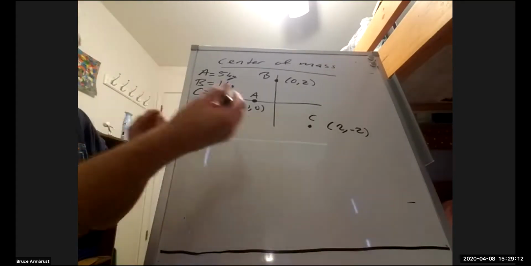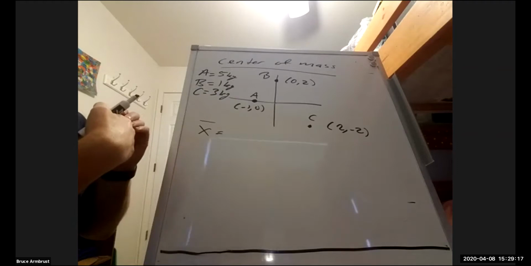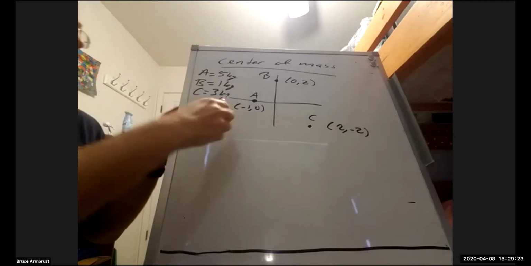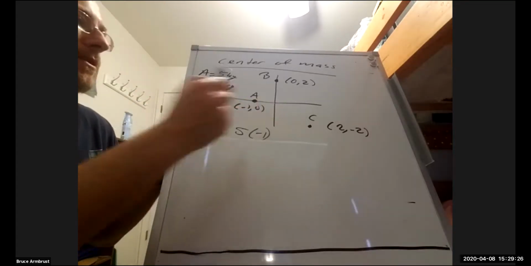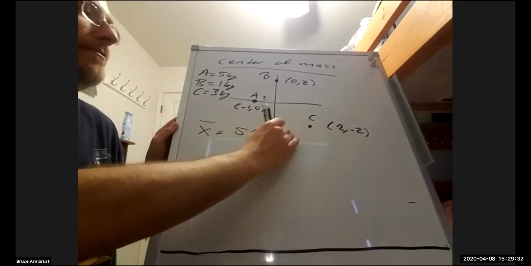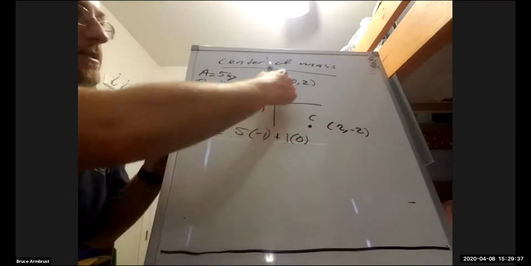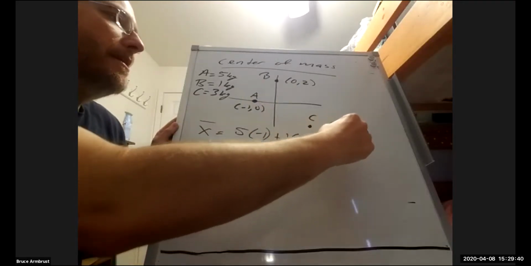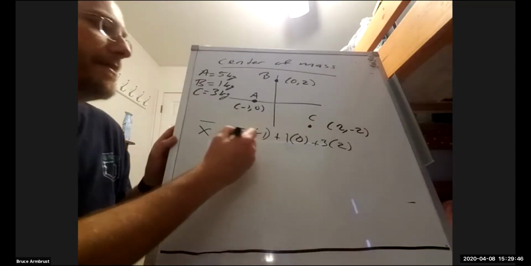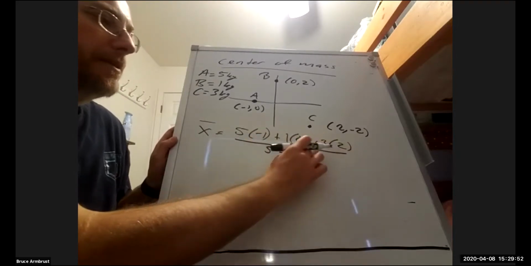But let's start with x bar. So for x bar, what we need to do is take the masses times their x components and add them up. So for A, we've got a mass of 5 kilograms that we're going to multiply by -1 because that's the x component. Then we've got a mass of 1 kilogram for B, and we're going to multiply that by 0 because that's its x component. And then we're going to get 3 times 2 for the third one. And then we want to divide that by the total mass. So I'm going to go ahead and write it out, but really it's just add them up.